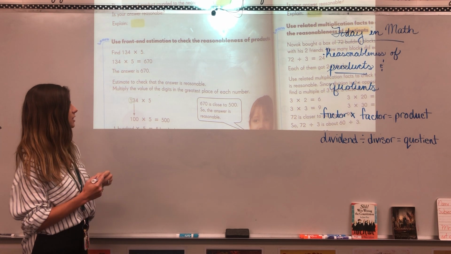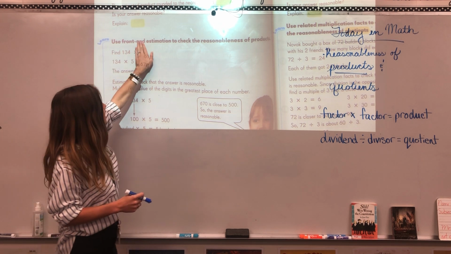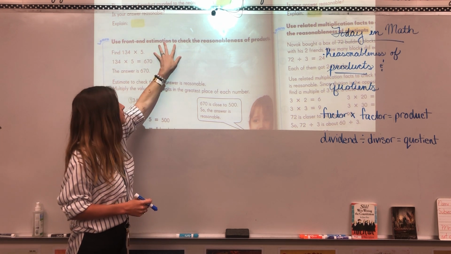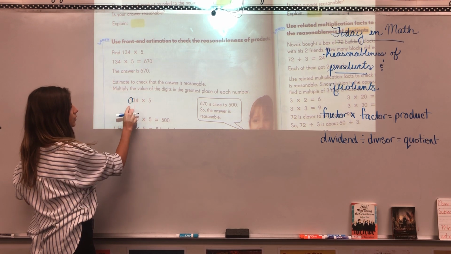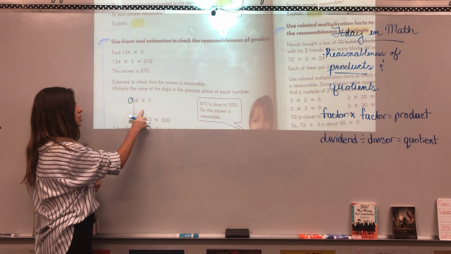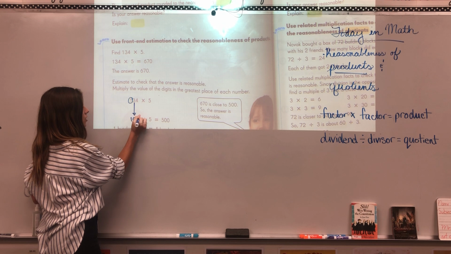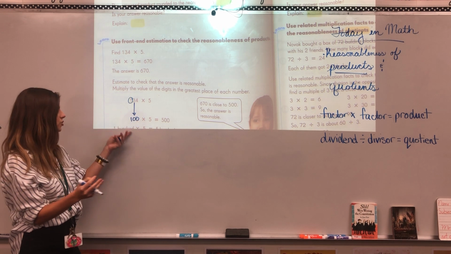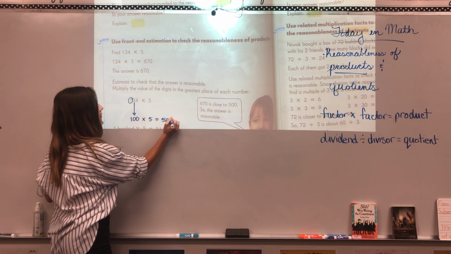Now estimate to check that your answer is reasonable. So use front-end estimation. Front-end estimation, you circle the front number. In 134, the front number is 1. Right? The biggest place value in this number is the hundreds. So you circle the 1, and you add zeros. It becomes 100. Now we do the problem. 100 times 5 is 500.